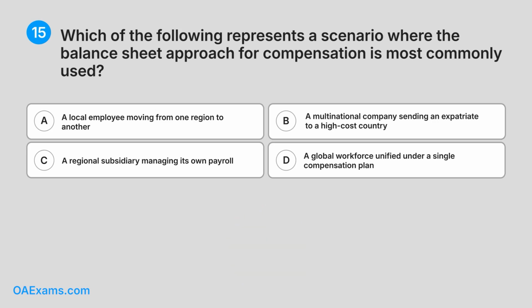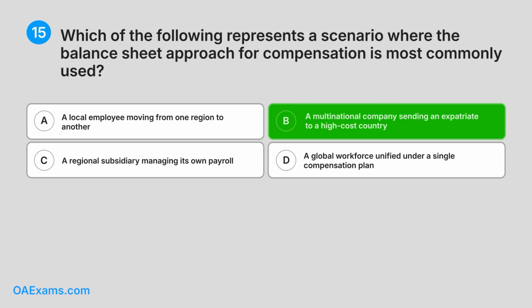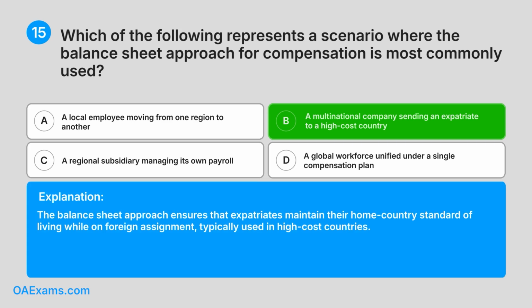Correct answer. B. A multinational company sending an expatriate to a high-cost country. Explanation. The balance sheet approach ensures that expatriates maintain their home country standard of living while on foreign assignment, typically used in high-cost countries.